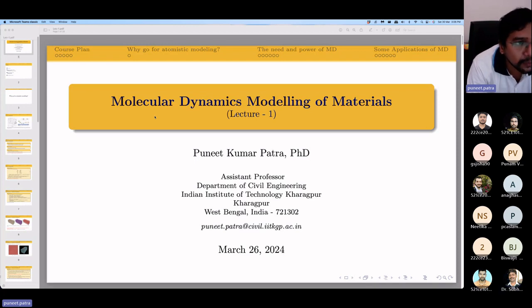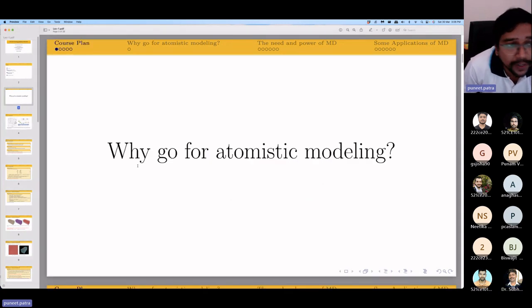So in this first lecture, I want to devote mostly to why one should go for molecular dynamics based modeling of any material. That is, why should we go for any kind of atomistic modeling? So to present this case, by the way, please feel free to interrupt me if you do not follow any part. Since we are doing it in an online mode, it is very difficult for me to gauge how much you are able to grasp. I try my level best, but please feel free to interrupt me.